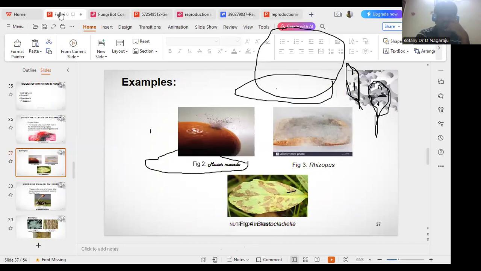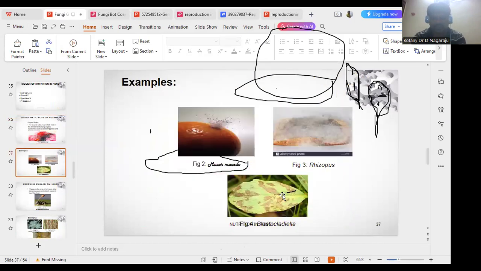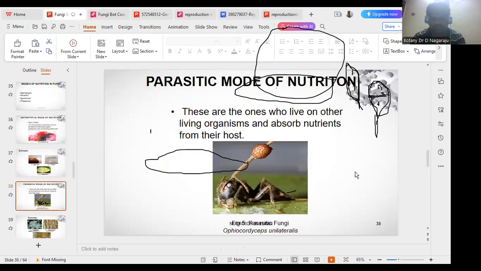You see the saprophytic mode of nutrition with the figures, illustration. It grows on dead organic matter, either plant or animal. You see Mucor upon the fruits, Rhizopus on the bread, and Blastocladia upon the fallen leaf, not on living leaf.